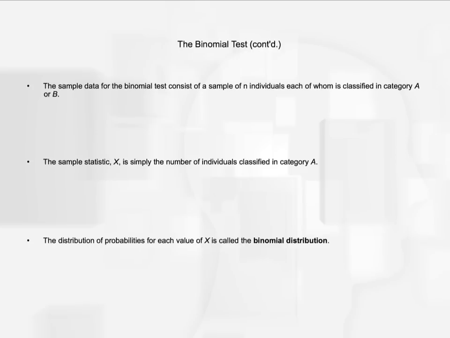So again, individuals will be classified. Our symbol for our sample size is N. They'll be classified in either category A or B, agree or disagree, or whatever terms we're using. And the sample statistic, X, is simply the number of individuals classified in category A. If we take a sample of 100 people and 40 people agree, then X is 40. 60 is the complement of that.